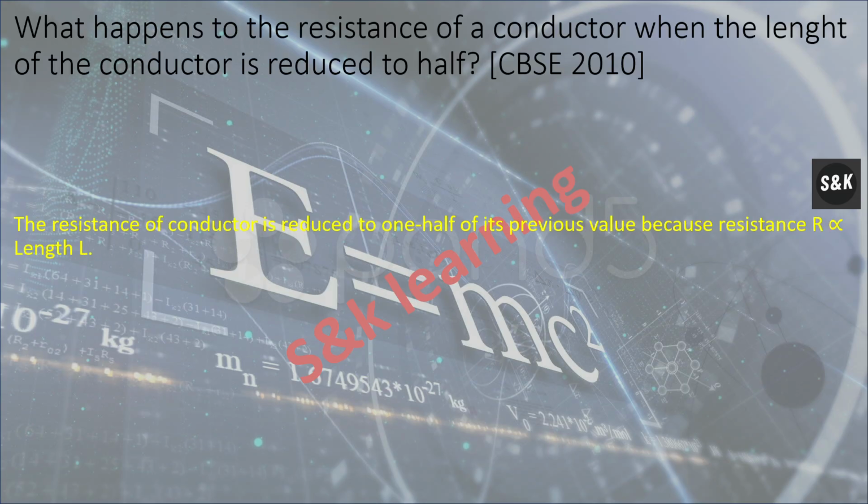What happens to the resistance of a conductor when the length of the conductor is reduced to half? The resistance of the conductor is reduced to 1/2 of its previous value because resistance of a conductor is directly proportional to length.